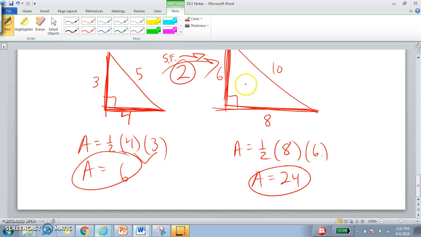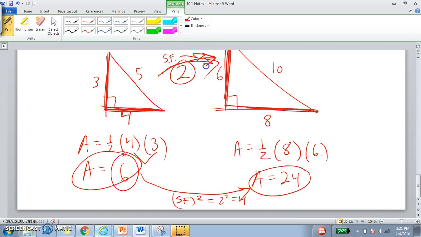Well, our scale factor was 2. We made everything 2 times bigger, but the area got bigger by more than a factor of 2. 6 times 2 would have been 12. So this was the starting area. You would think the ending area would be 12. Actually, what happened here is we took our scale factor and we squared it. So if we had made everything 3 times bigger, if our scale factor was 3, then 3 squared would be 9, and the area would have gotten 9 times bigger. So 2 squared is 4. The area got 4 times bigger.